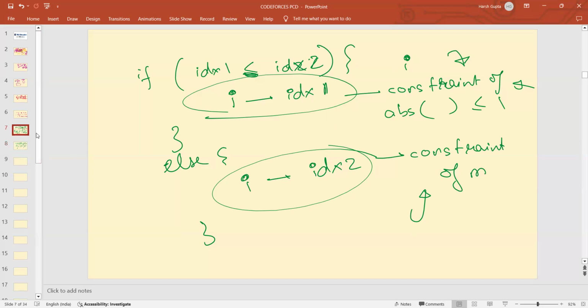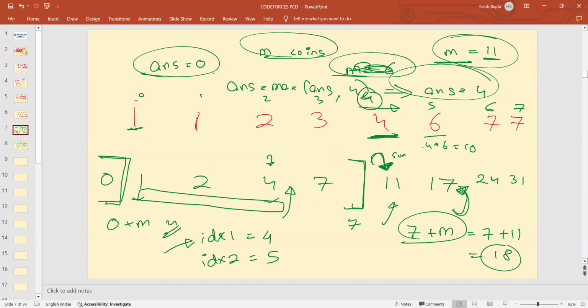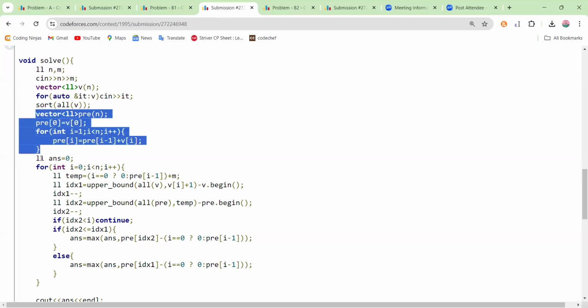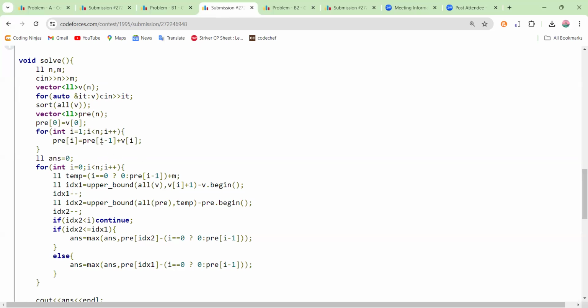So you can simply calculate prefix sum. For finding index 2, you can again apply a lower or upper bound, and even for finding index 1, you can apply the upper bound and just code it down. So let's see the code, how it's working. Taking the inputs of n and m, taking the vector input, then sorting the vector, calculating the prefix sum, initializing my answer to 0.